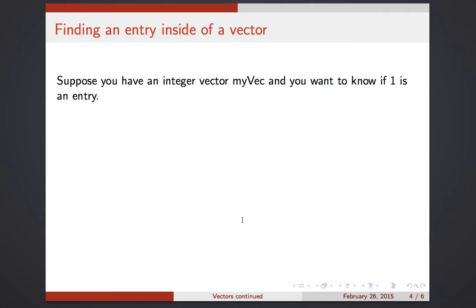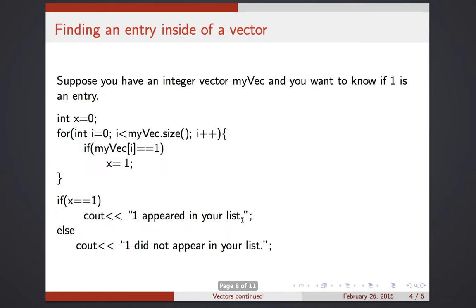Just march through the entries, and if you see a 1, record that somehow. So here's a fast and cheap way to do that. This little x variable here will be the variable that we will use to record whether or not we got a hit. So this for loop here is just going to march through the entries of the vector one by one, position by position.